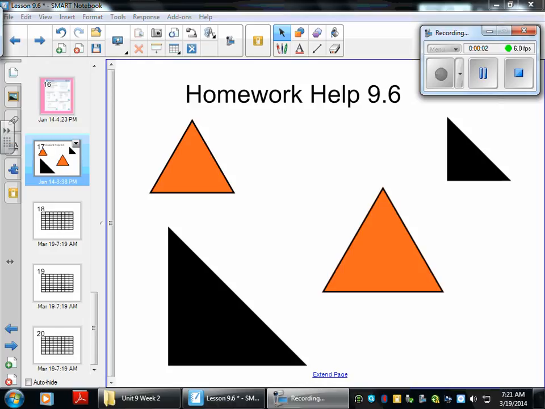Hello, class. Today we're talking about homework help for 9.6, which is still finding the area of a triangle or finding the area of a parallelogram. Nothing changes, but this time we're going to add on to what we learned yesterday about finding the top, going up to it, finding the base, finding the height, multiplying that out. We're going to add on to it by actually just using the equation.